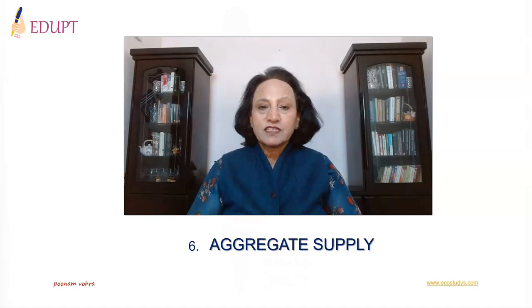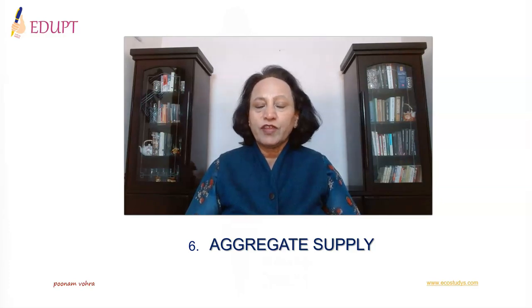This is the 6th session on determination of income and employment. In the previous session, you have learnt about a few basic concepts that one must understand in order to understand the theory of income and employment. I am Poonam Vohra from Macroeconomics Learning Center. This session focuses on aggregate supply. So let us understand more about it.